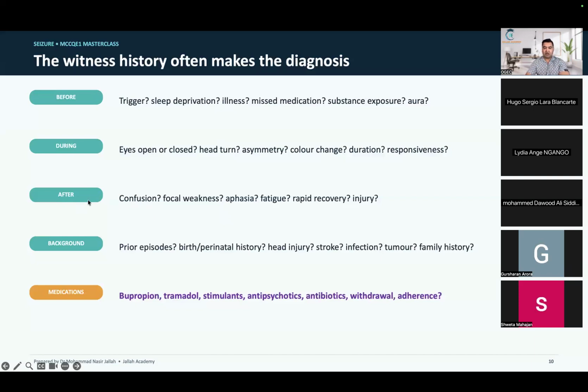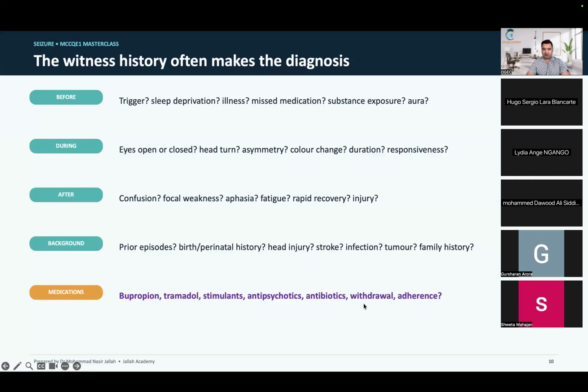After the attack, was there any confusion, focal weakness, aphasia, fatigue, rapid recovery, or injury? Background: prior episodes, birth, prenatal history, head injury, stroke, infection, trauma, family history. These are the things that have to be collected as part of the history taking for seizure.